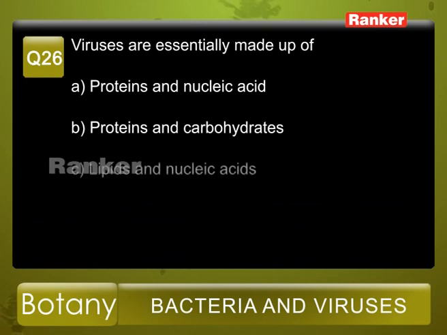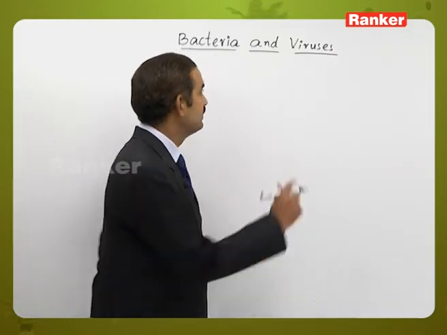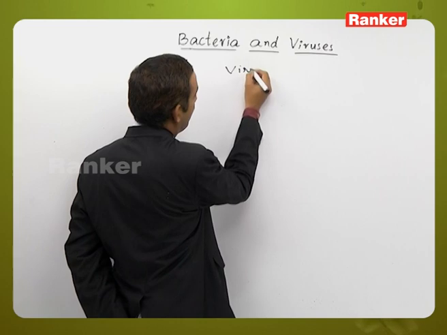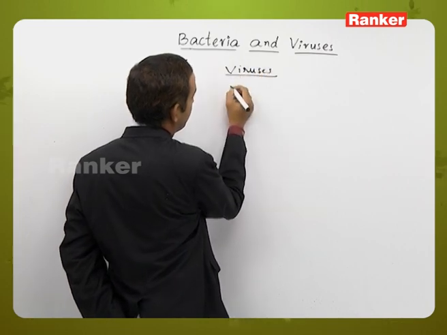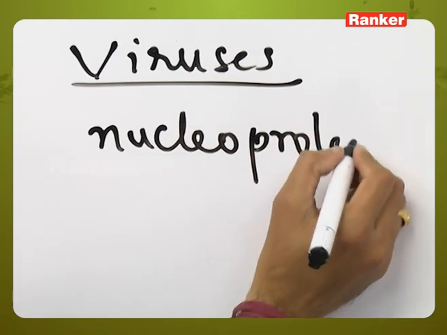Question number 26. Viruses are essentially made up of. The given options are A. Proteins and nucleic acid, B. Proteins and carbohydrates, C. Lipids and nucleic acids, D. Starch, proteins and lipids. So here, when you see the nature of the viruses, viruses are generally called nucleoproteins.